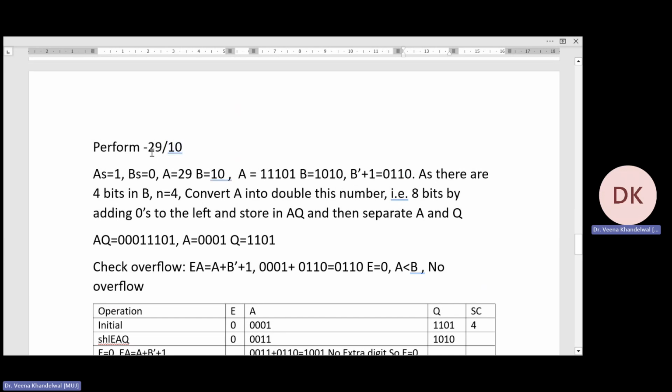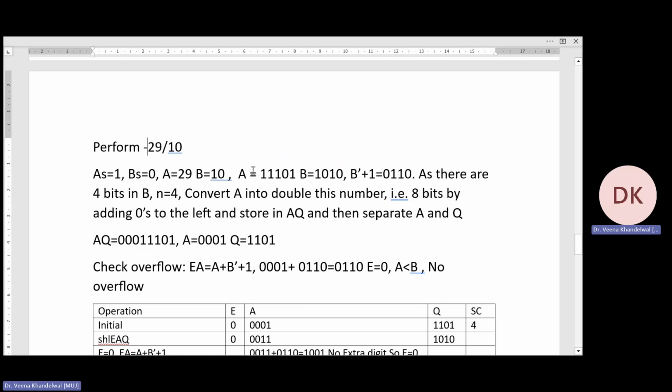So here our dividend is minus 29 and 10 is our divisor. Here we find that the sign of the first number, the dividend, is negative, and the sign of the other number, the divisor, is positive. So AS is equal to 1 and BS is equal to 0. A is equal to 29, so this is our 29. B is equal to 10. So the numbers A and B are taken as 29 and 10. We do not take this negative number for the division operation, because the sign is used only in the sign part, and the remaining dividend and divisor have no changes.